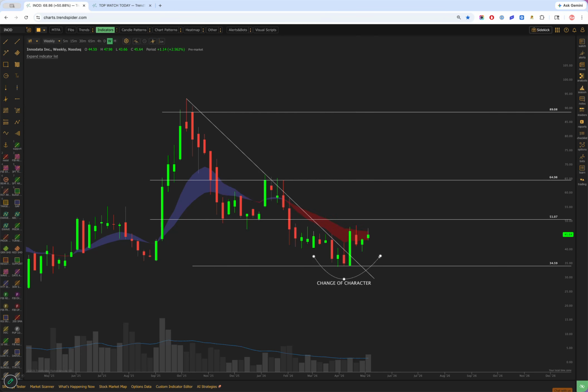Because you went from a high, a lower high, lower high, lower low, lower low, and now after this lower low, you're putting in a high and a higher low. So this is a character change. That doesn't mean that we're breaking out. It just means that something has changed here that's different than anything since this prior high.